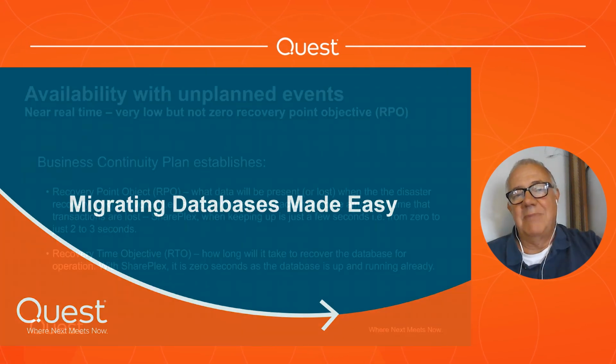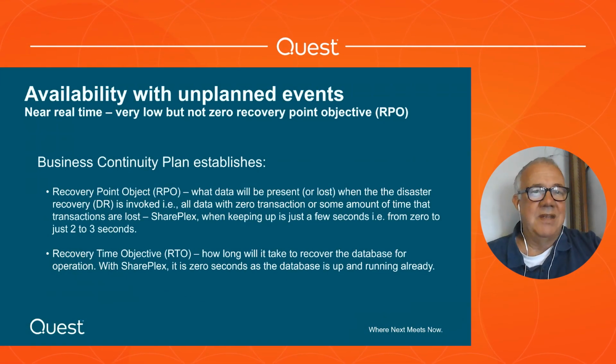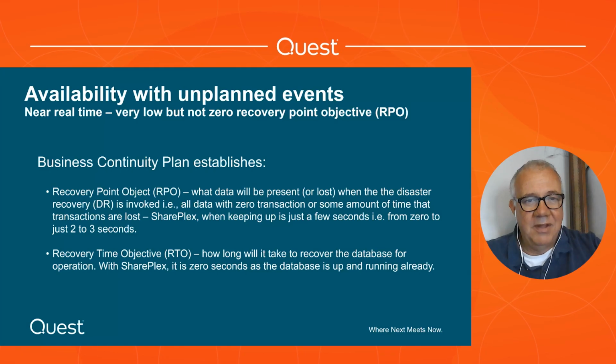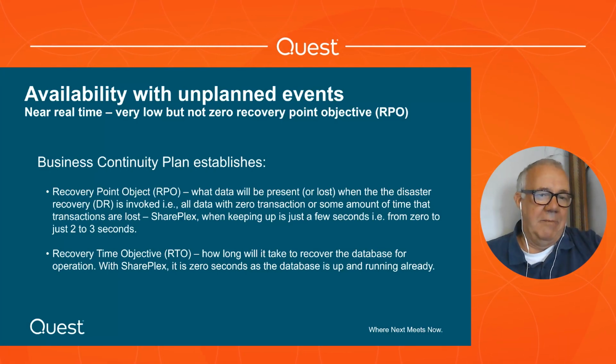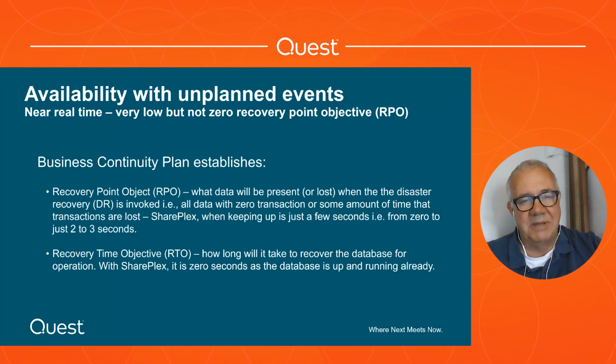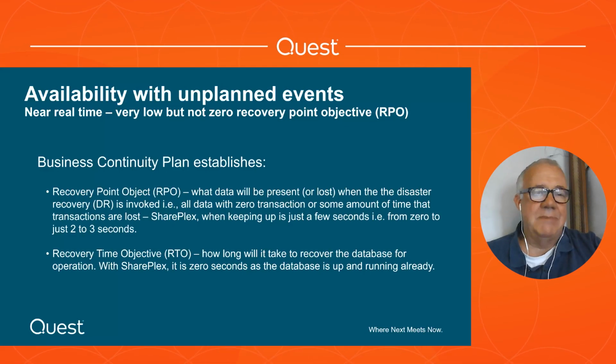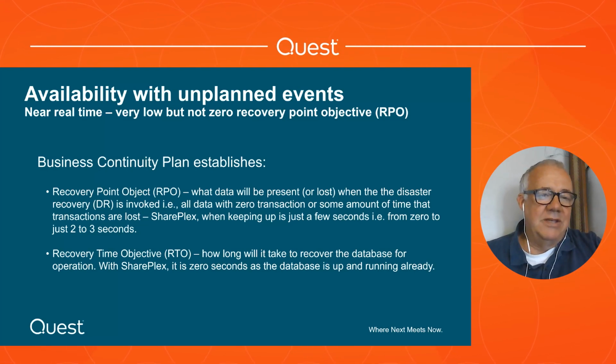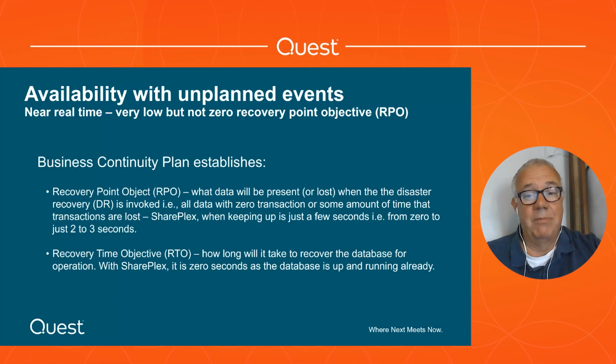Let's look at migrating databases made easy. So we've talked about these planned events. Let's talk about unplanned for a moment. Generally speaking, a business continuity plan will establish an SLA with the business around two key metrics. One is RPO, or the recovery point objective, and that simply says, what data will I have over on my target system when we fail over? The other key metric is recovery time objective, and that is, how long will it take before I'm back in business?